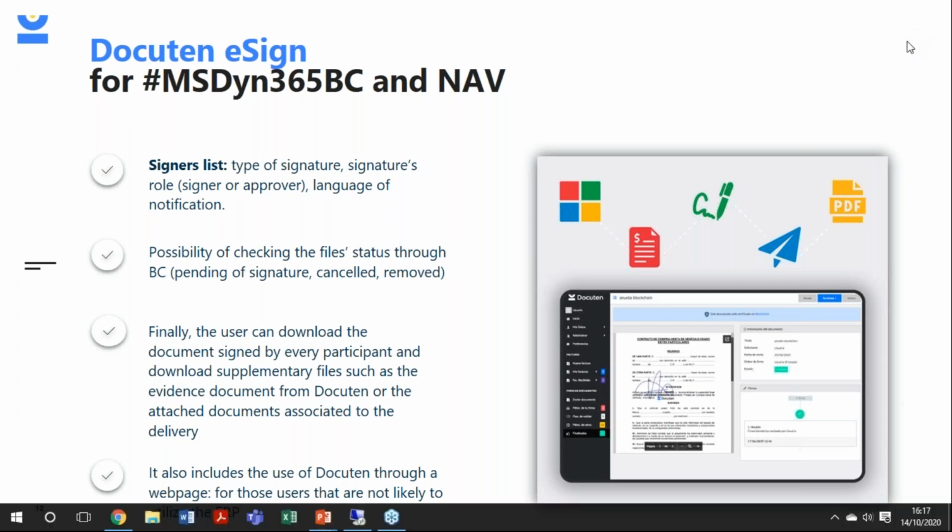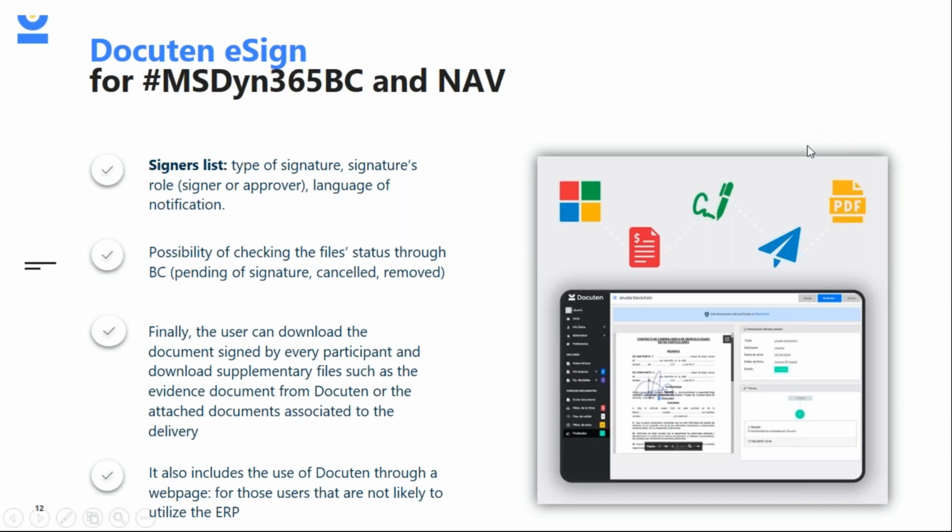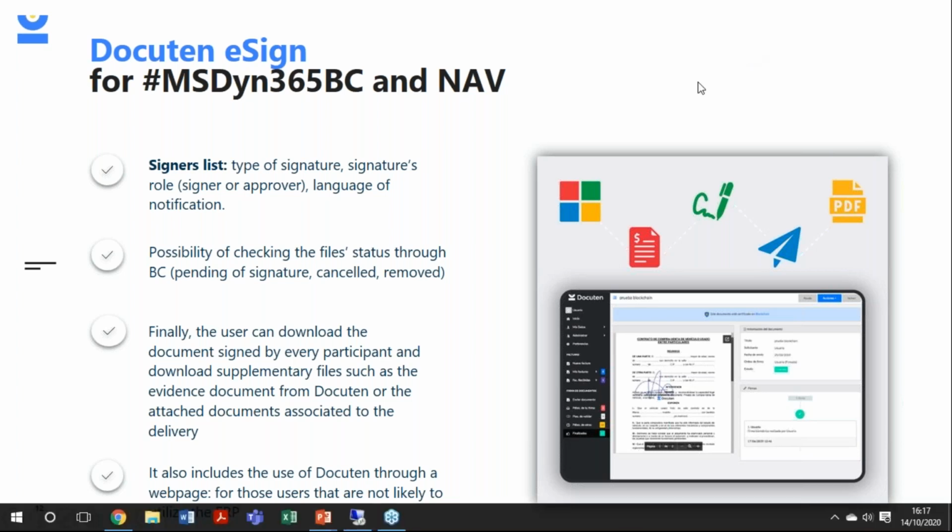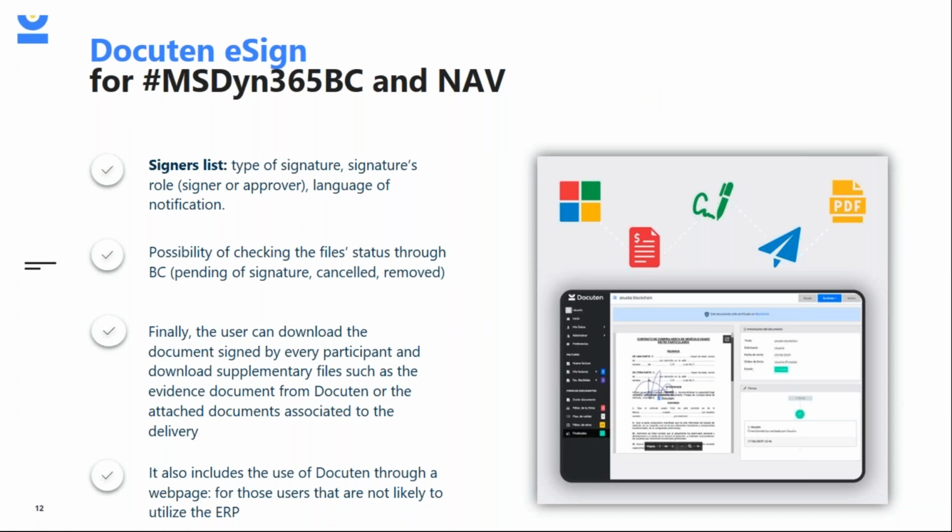From Business Central and NAV, we will be able to review the status of whether this document has been signed or is pending signature. And finally, we will be able to download this document and also the evidence document from Docuten that certifies that the process has been completed properly, and any attachment that can be included in the flow. One additional feature is that Docuten eSign for Business Central and NAV also allows use of the Docuten web. For example, if there are managers who do not access the ERP frequently, they will be able to log in through the web portal and just upload and send, which is an interesting feature for that type of user as well.